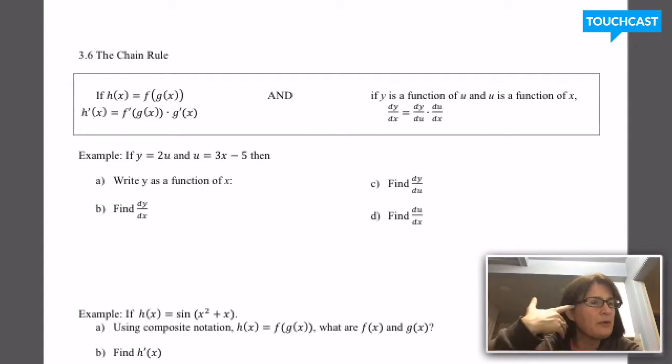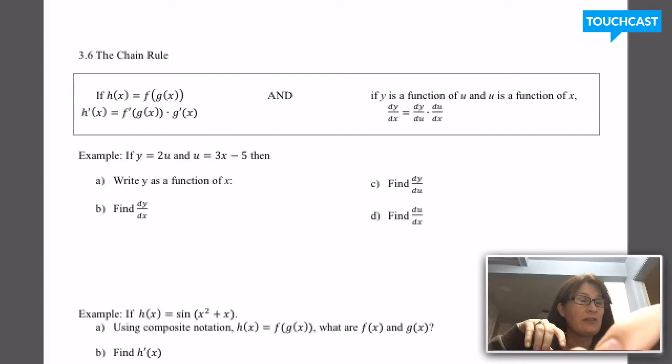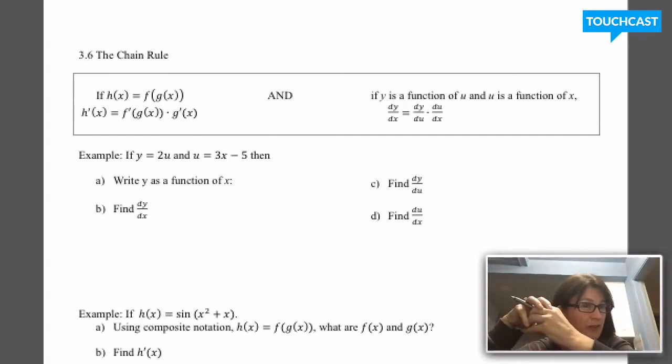And probably the most convenient way to remember that, or to think about that, is h prime is going to be the derivative of the outside function with the inside the same. So I have the derivative f prime, but the g of x part, the input to f prime, is the same as the input to the original function. And I'm going to multiply by the derivative of the input. So the derivative of the outside, with the inside staying the same, times the derivative of the inside.